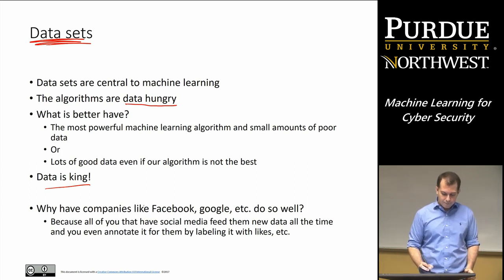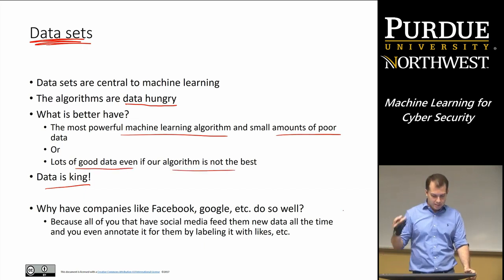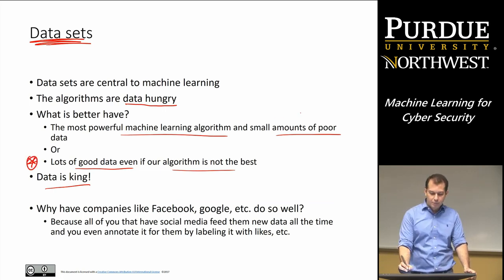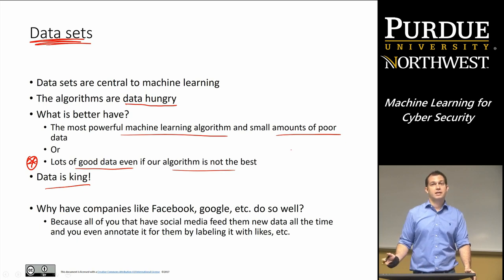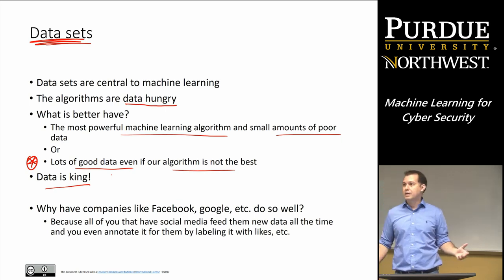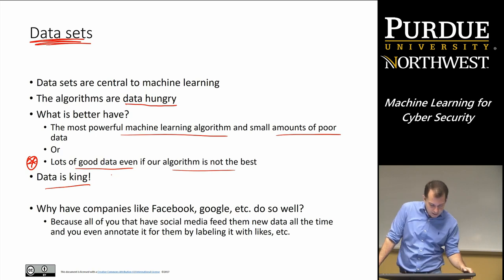You need a lot of data. So what is better to have? The most powerful machine learning algorithm and small amounts of poor data, or lots of data, even if our algorithm is not the best? And this is something I was saying before. This is the better one, right? So you can have deep learning here, but terrible data, and it's not going to do very well. Or you can have really great data that you understand really well, and just some basic algorithm like KNN or some standard one, and it'll do okay. Okay. So data is king.